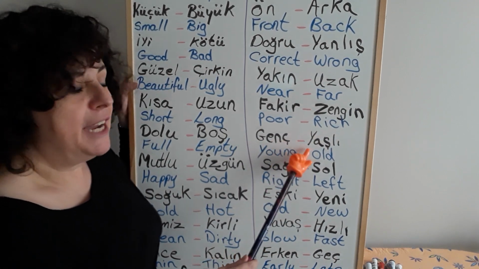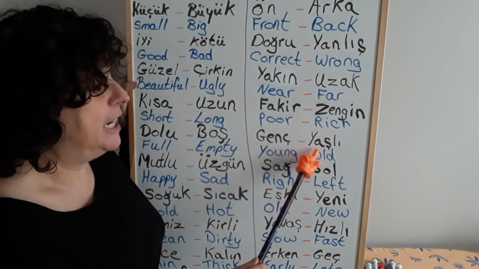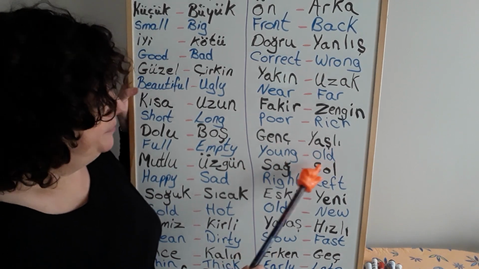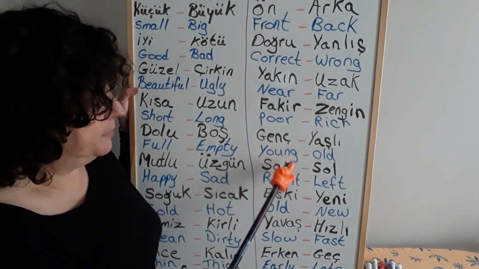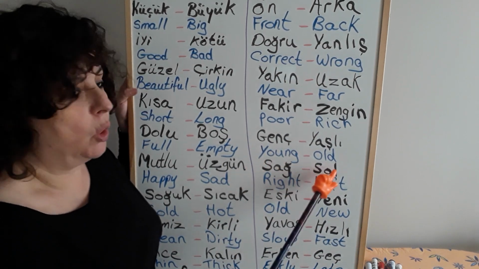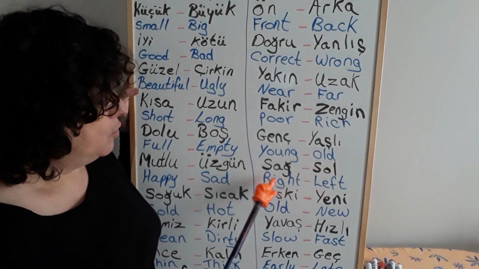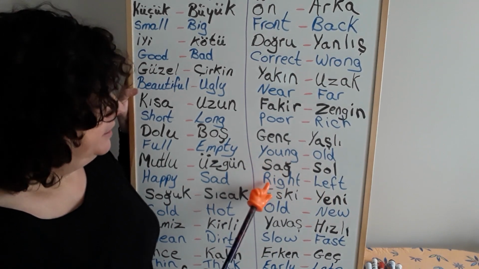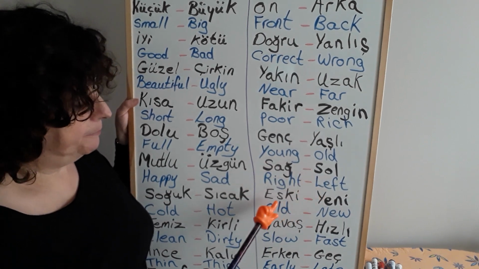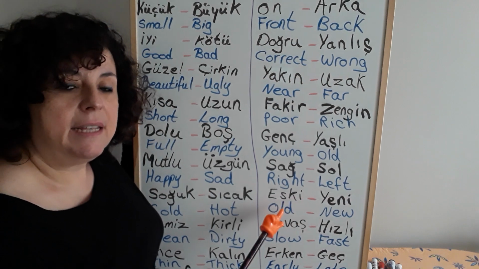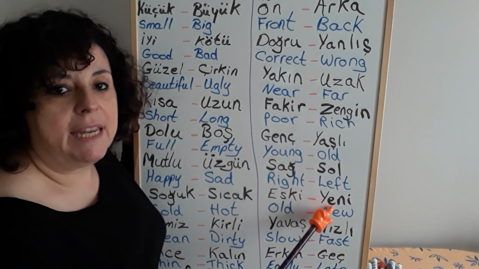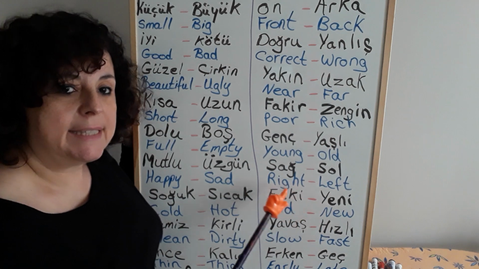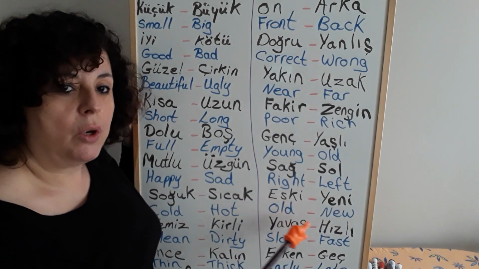Genç, yaşlı. Young, old. Genç is young, yaşlı is old. Again we have to pronounce the G. Sağ, sol. Right, left. Sağ is right, sol is left. Eski, yeni. Eski is old, yeni is new. Eski, yeni, old, new.